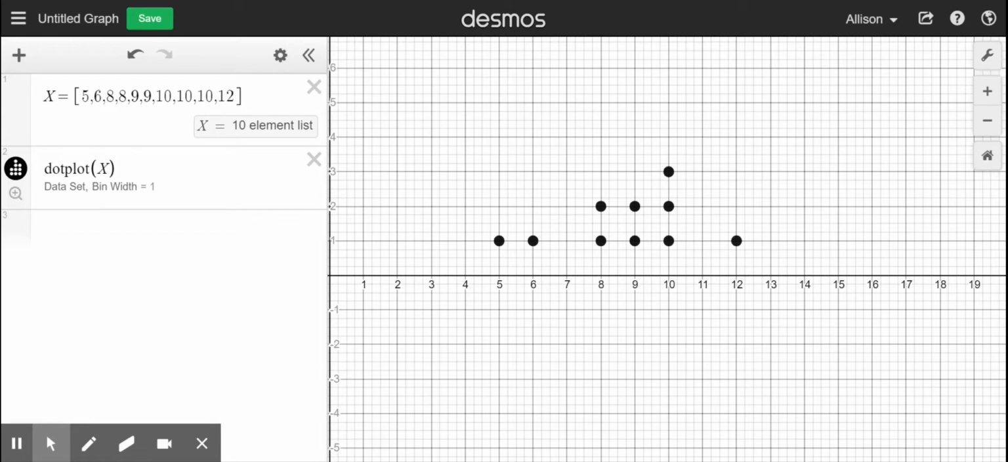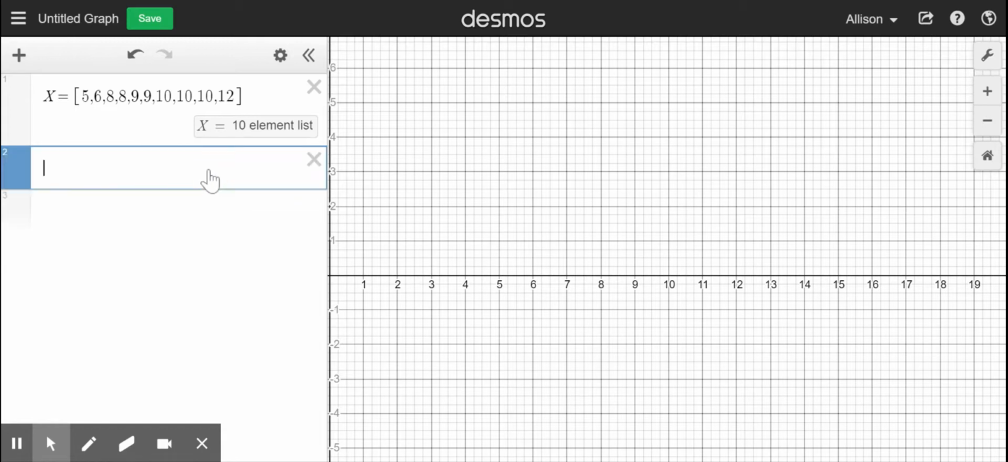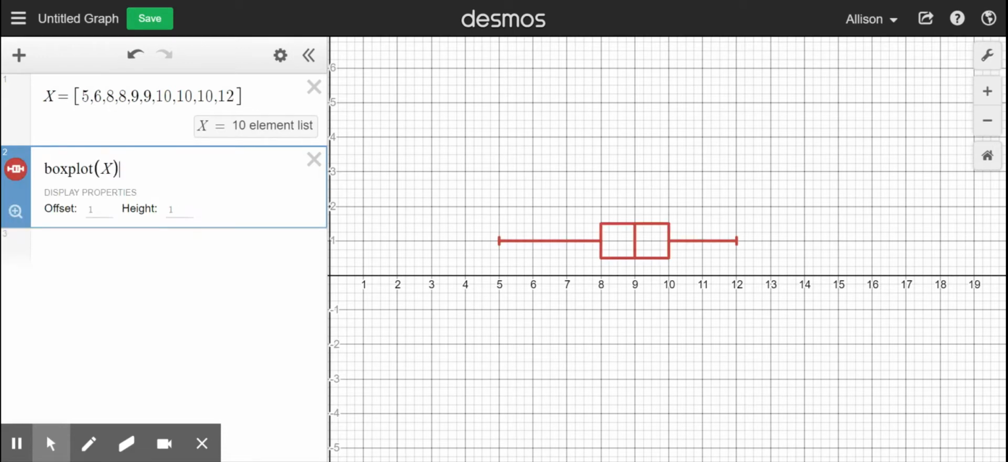Let's go ahead and do a box plot now. You can go ahead and close out, and it gets rid of your dot plot. And then we're going to write boxplot, parentheses, capital X. And we can see here that we have our box plot now. Remember, this represents our minimum, which is 5, our Q1, which is 8, our median, which is 9, Q3 is 10, maximum is 12.